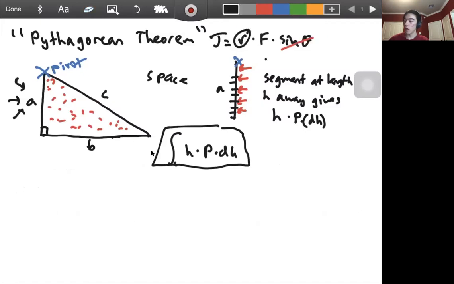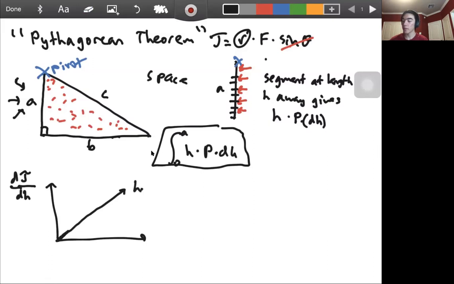So in that case, we can think about it this way. H times P times DH is linear, and it increases proportionally to H. So if we graph the torque given by the segments, or to be more specific, I'm graphing the change in torque over a change in H, we'll get some line like this, where this line is H times P.